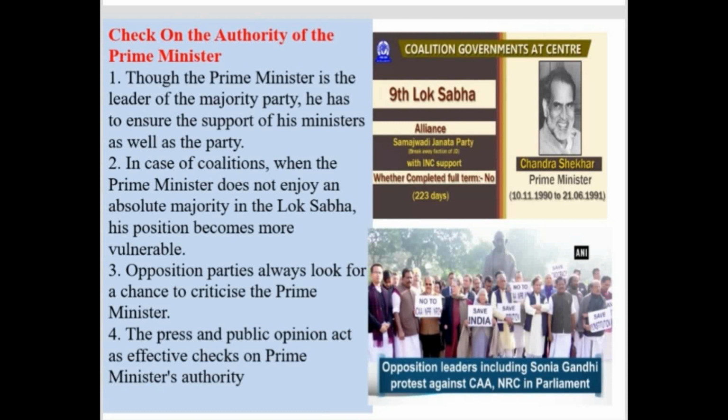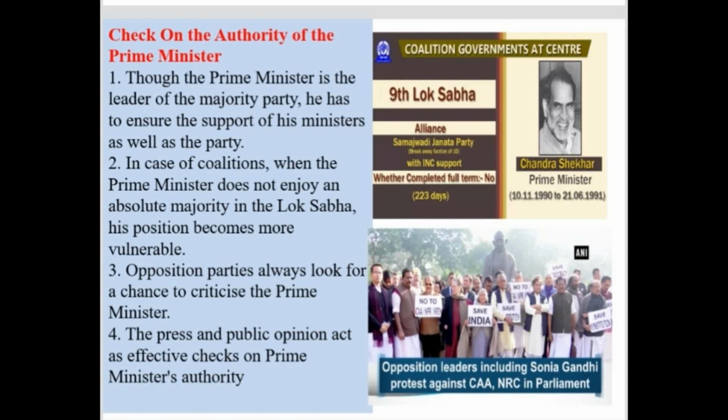So even today you might be seeing in the news channels how the opposition parties criticize the policies of the government, how they try to interpret those policies, and how they take issues to the public. Along with this, the press, that means both the print media and the visual media like newspapers and news channels, always try to conduct debates and expose the role of the prime minister, and it acts as an indirect check on them.